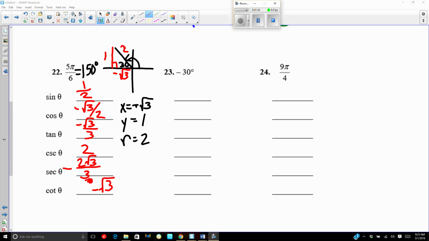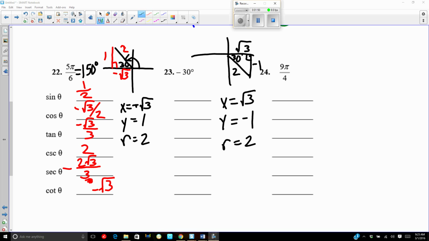All right, I encourage you to pause it. I'm going to work out 23 now. All right, so there's the triangle. It's a negative 30-degree angle, so that means the reference angle is just 30 degrees. Again, it's a 30, 60, 90 triangle. So there are your values for x, y, and r. All right, so there are your answers for number 23.